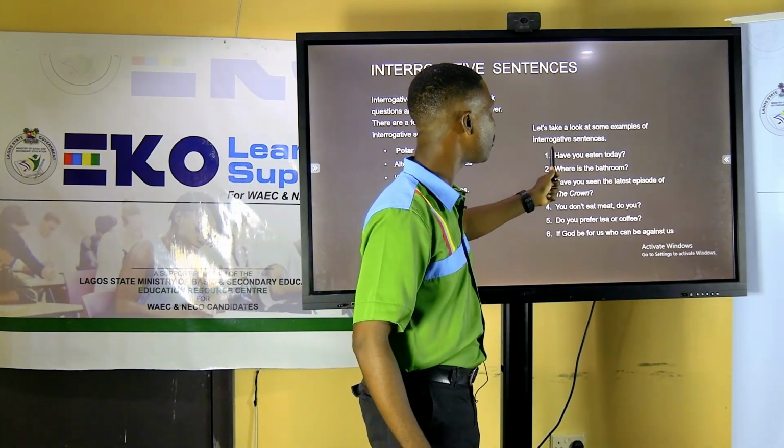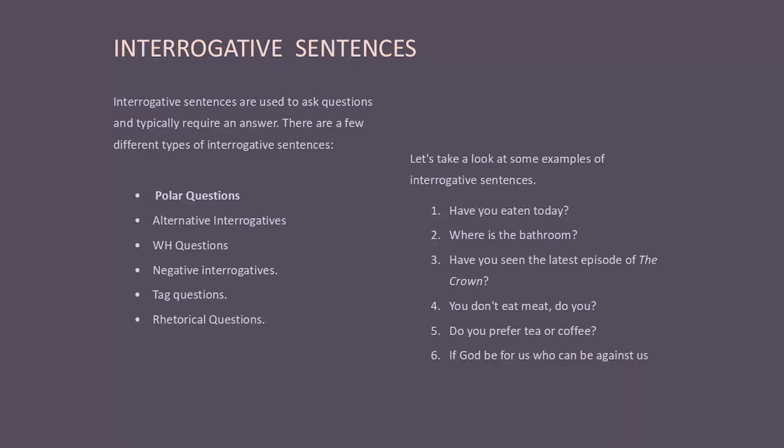Let's take a look at some of the examples of interrogative sentences. Number 1, have you eaten today? Where is the bathroom? The next one, have you seen the latest episode of The Crown? You don't eat meat, do you? Do you prefer tea or coffee? This is an example also of an alternative. Then the last one, if God be for us, who can be against us? This is a rhetorical question.